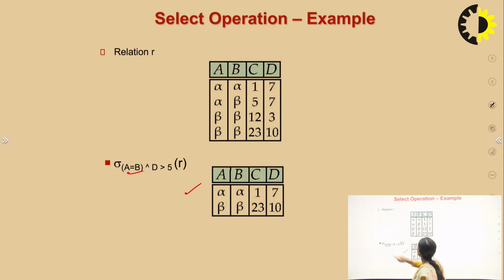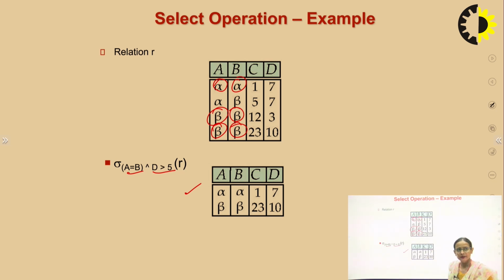So in this case, what is the condition? A is equal to B. Where A is equal to B, these are the three rows which we have selected. And what's the other condition? And D is greater than 5.